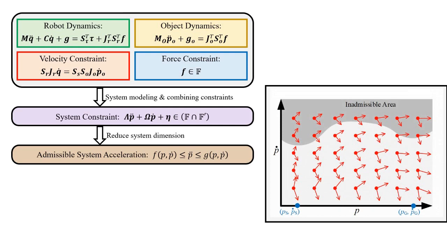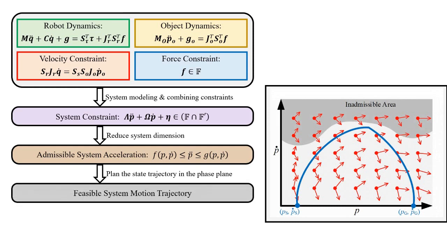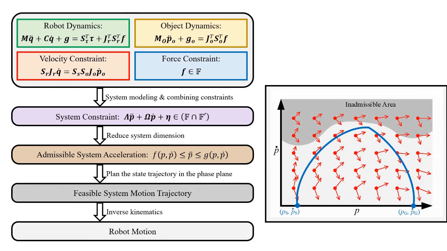We propose a method to automatically create a feasible trajectory in the phase plane that moves the system from the initial state to the goal state. Finally, the robot motion can be generated based on the trajectory and system inverse kinematics.